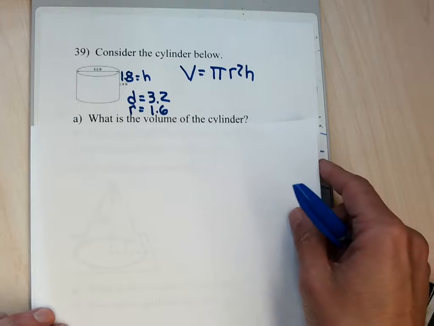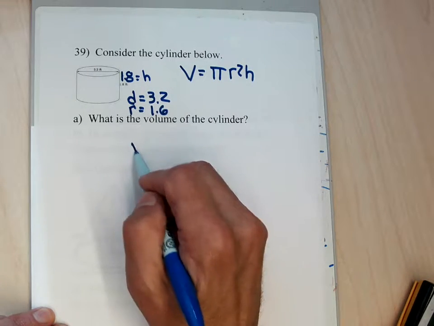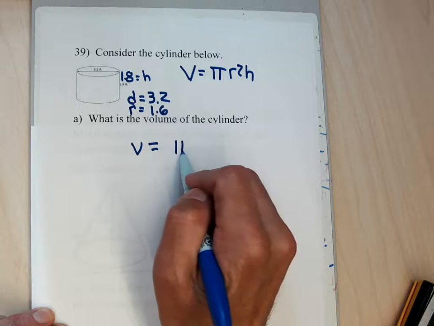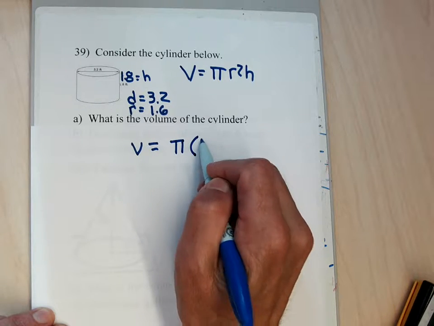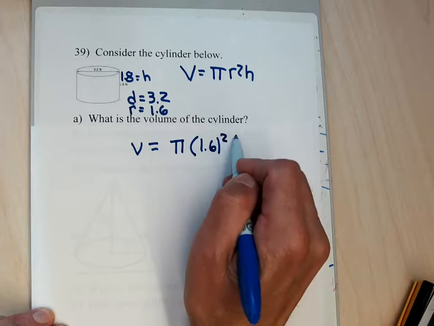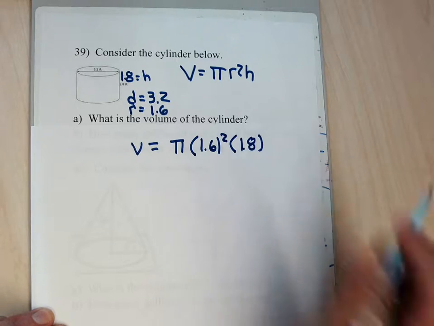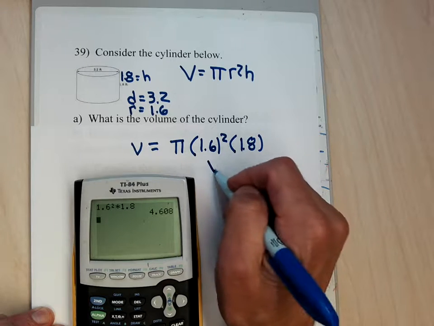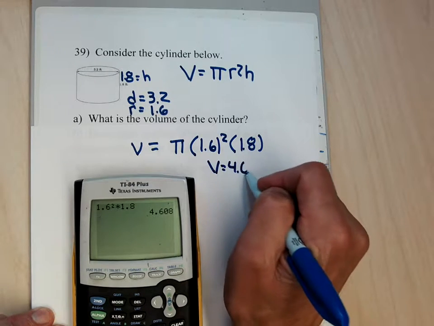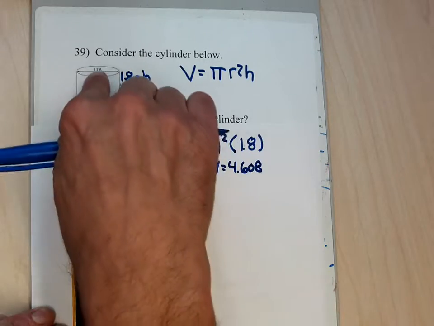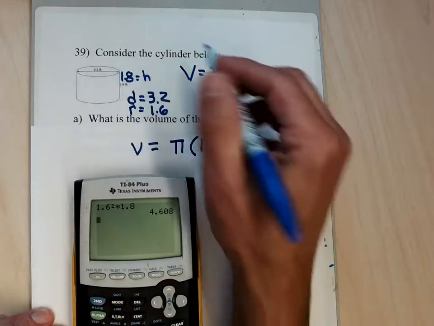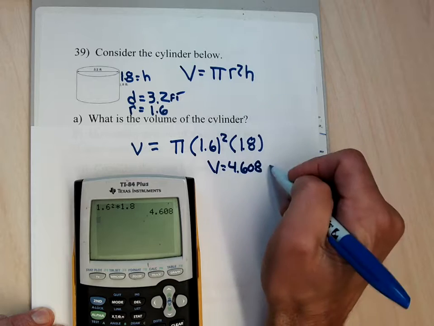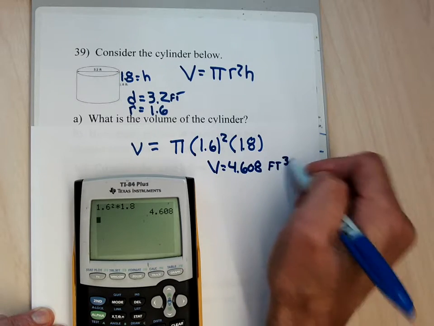So what's the volume of this cylinder? For part A, the volume is going to be pi, which I'm going to leave alone, times r squared, which is going to be 1.6 squared, times the height, which is 1.8. Let me not involve the pi and do 1.6 squared times 1.8. I got lazy and didn't do parentheses. I'm going to get the volume is 4.608 is the number. The units are in feet. Hopefully those feet are actually readable. So the volume is going to be 4.608 cubic feet.